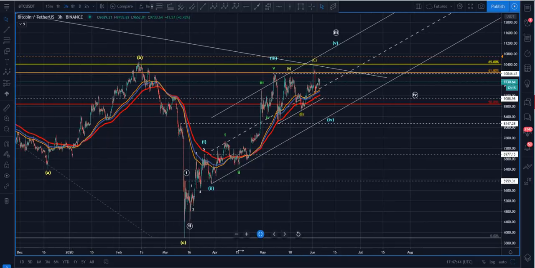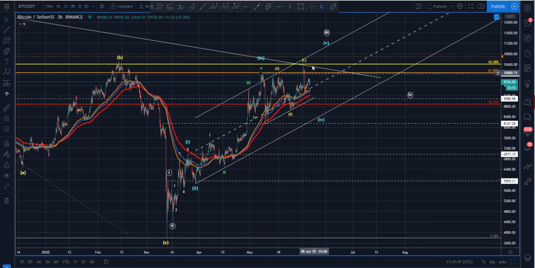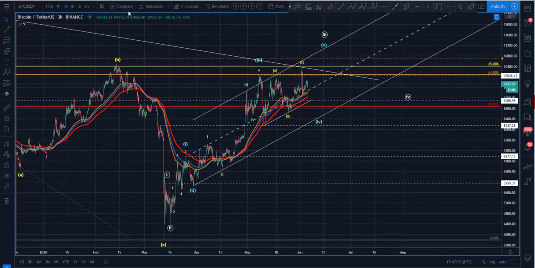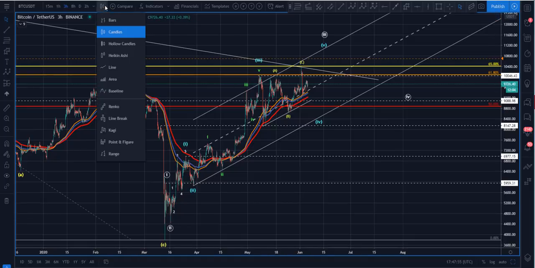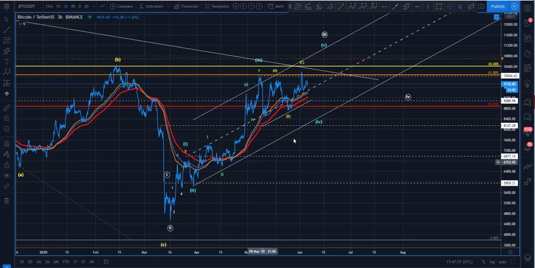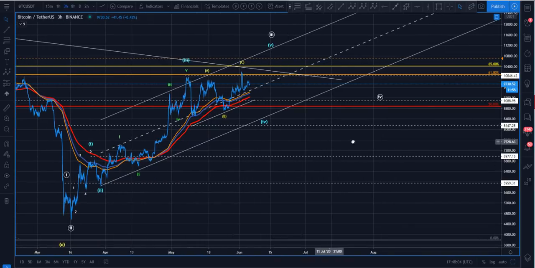Now, one thing that I'll do when you're trying to work through the subdivision and wondering, what is that? Is that a 3? Is it a 5? One thing that I'll do to help clarify is take the candles off. Just show me the line chart. Sometimes it just gives you a little more clarity. Let me just open this up a little bit.